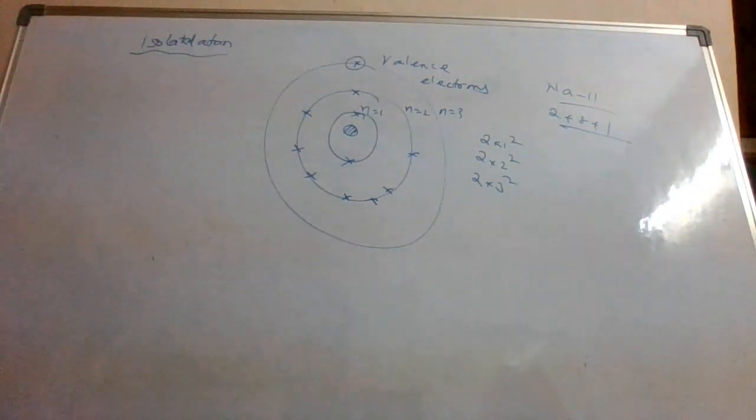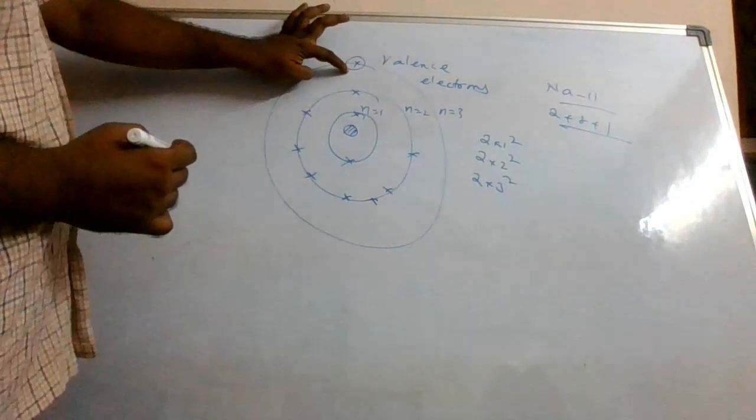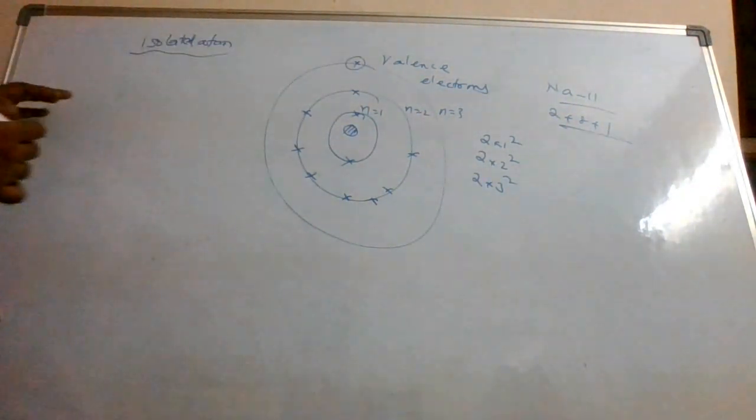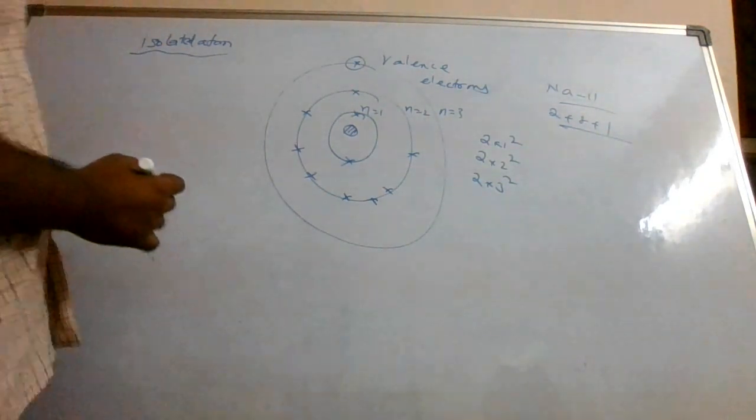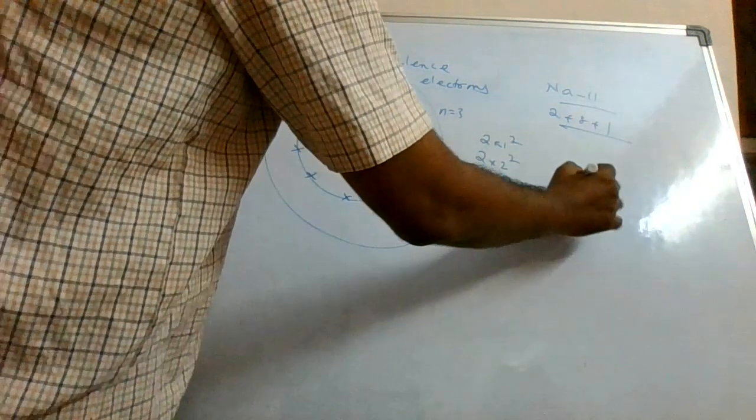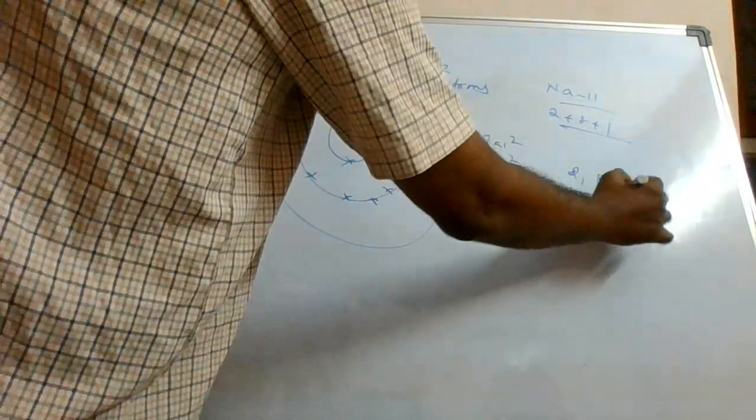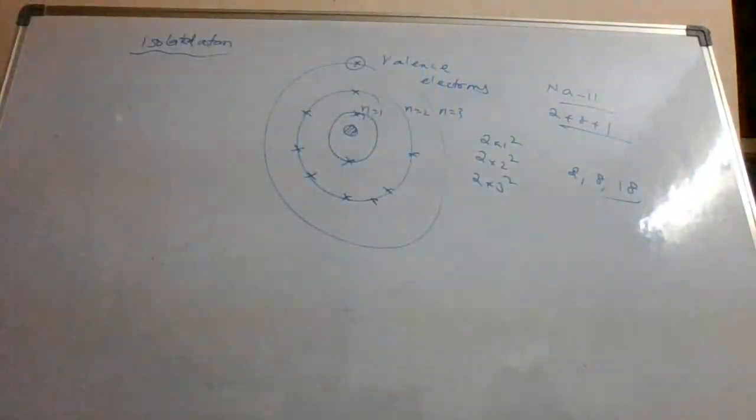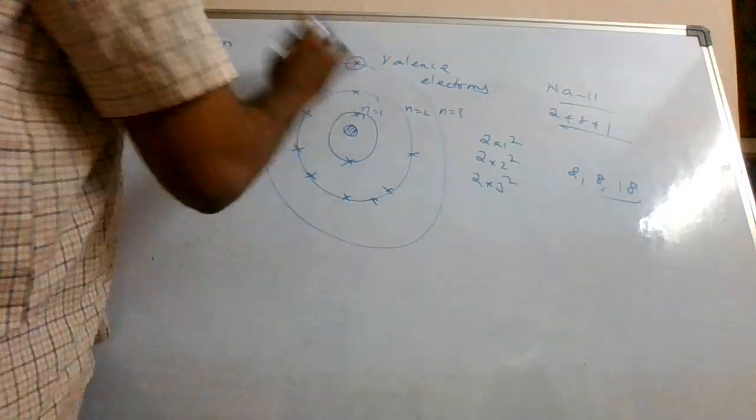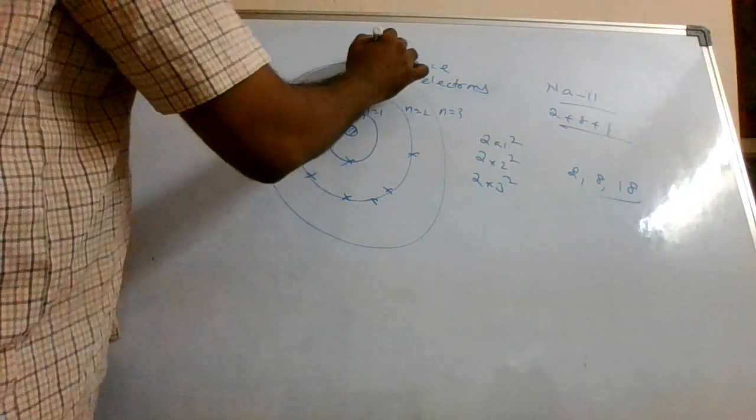Okay, you give, because there is only one here. See, suppose in the third orbit, how many should be? In the first orbit you should have 2, in the second orbit you should have 8, and in the third orbit how much? 18. Am I right? 2n square, right? Now, because only one electron is there, this will try to move out.